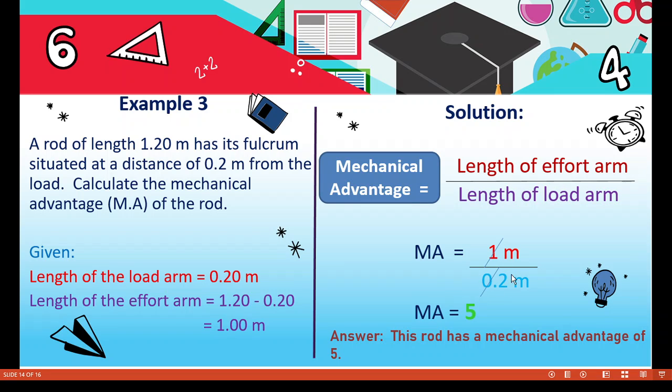So in order to make the fraction a whole number, what will you do? You multiply and divide by 10. If you multiply the numerator by 10, it will become 10, and if you multiply the denominator 0.2 by 10, you will get 2. So 10 by 2 is equal to 5. So the rod has a mechanical advantage of 5.